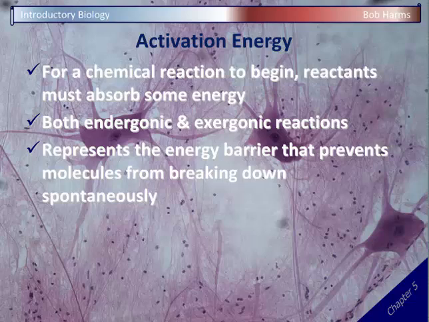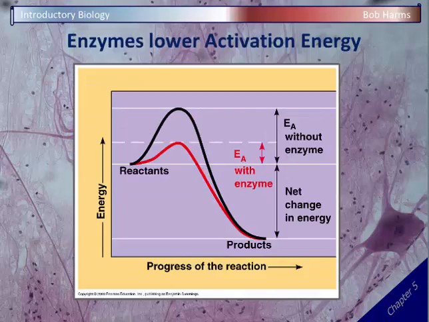And so all cells have to have some sort of activation energy to add to reactants to make those reactions happen. And the way enzymes are going to work to speed up chemical reactions is they're going to actually lower the amount of energy needed to get started. They're going to lower that activation energy.